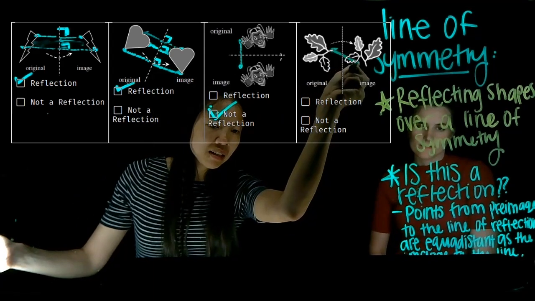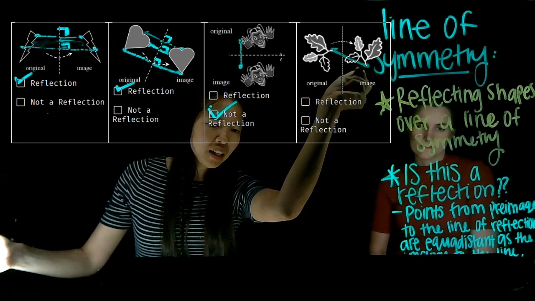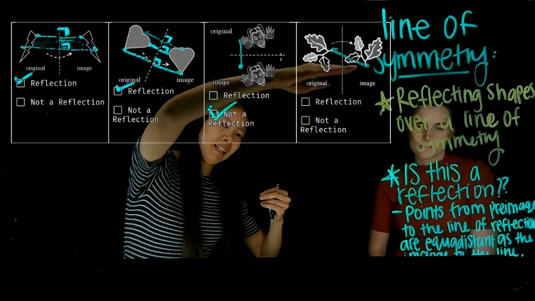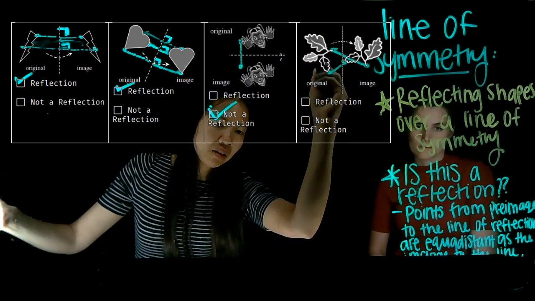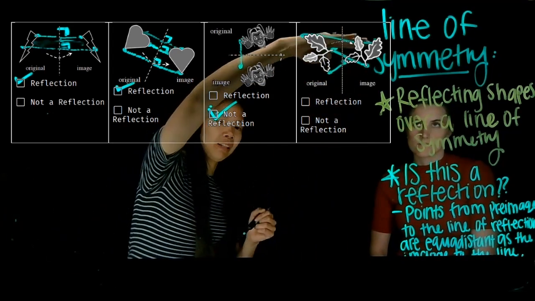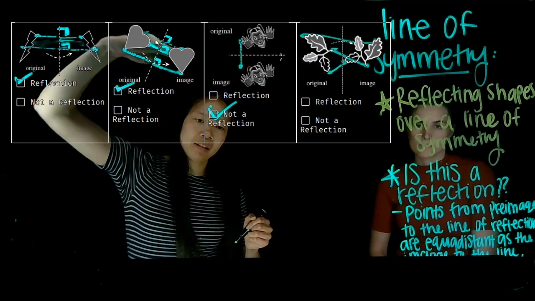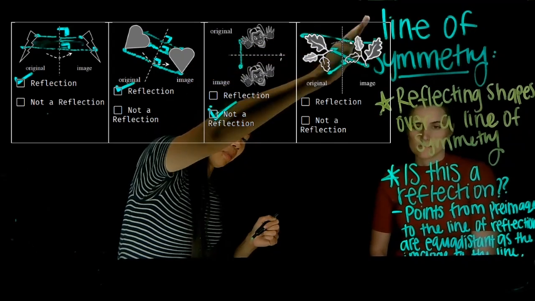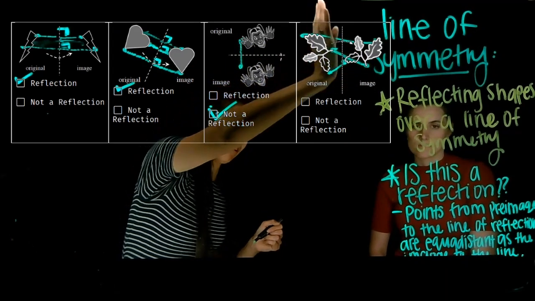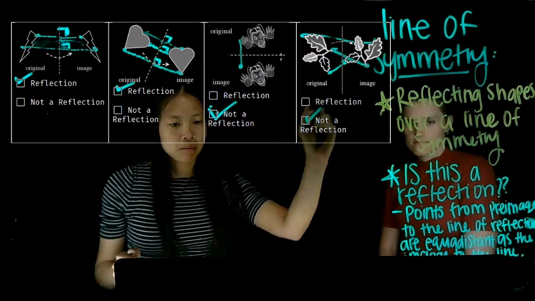All right, let's check out this one here. If I connect it to its image over here, do we see how this line is not perpendicular with the line of reflection? None of these are parallel, right? These are all nice and parallel and perpendicular with the line of reflection, while these are not parallel with each other, and they're also not perpendicular with the line of reflection. Awesome.